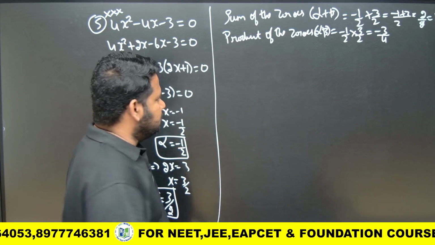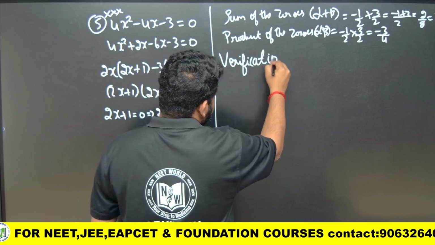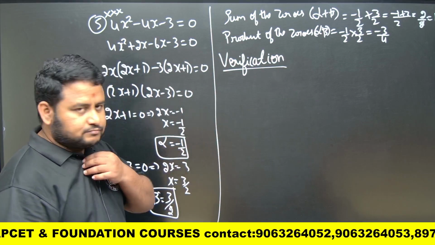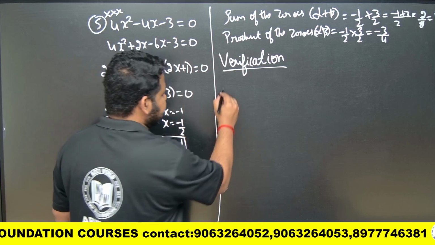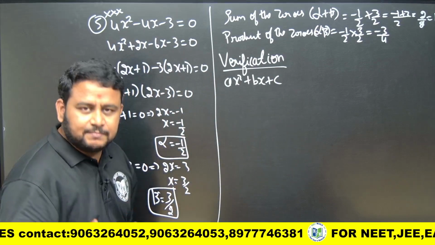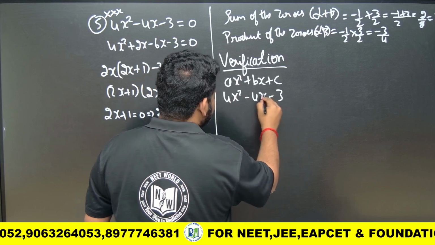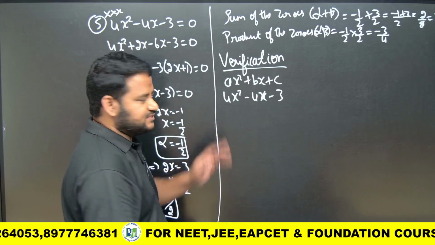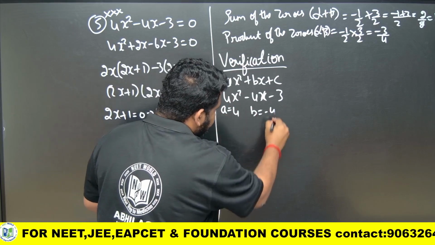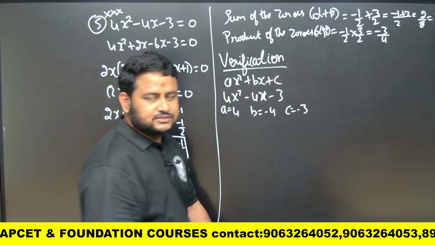Now let us verify. In verification, first we have to take the standard form, that is ax square plus bx plus c. The question they have given is 4x square minus 4x minus 3. Let us compare this and we will get the values of a, b and c. Here a is equal to 4, b is equal to minus 4, and c is equal to minus 3.